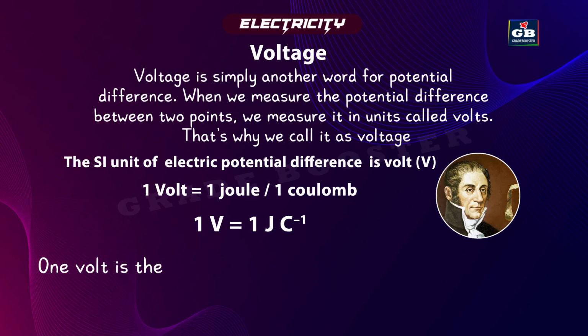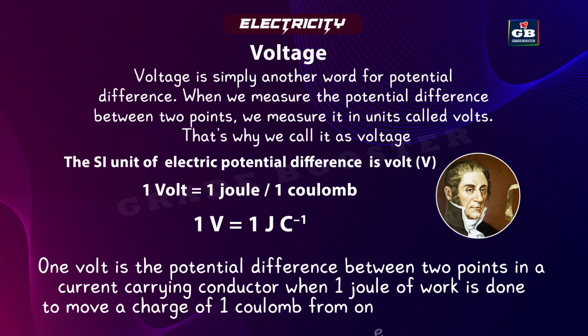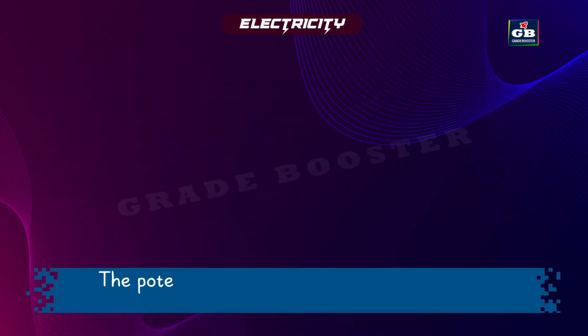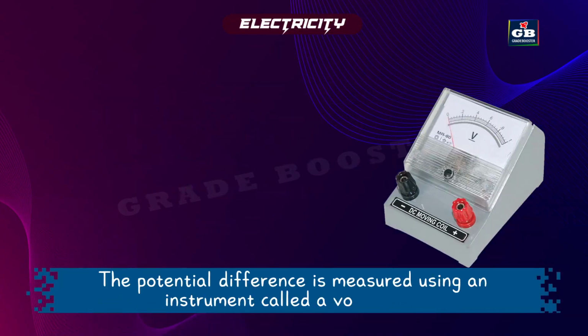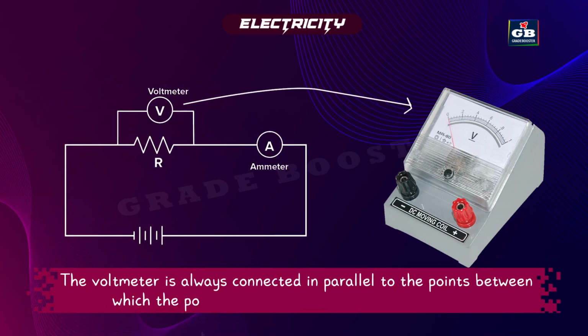So 1 volt is the potential difference between 2 points in a current carrying conductor when 1 joule of work is done to move a charge of 1 coulomb from one point to the other. The potential difference is measured using an instrument called a voltmeter. The voltmeter is always connected in parallel to the points between which the potential difference needs to be measured.